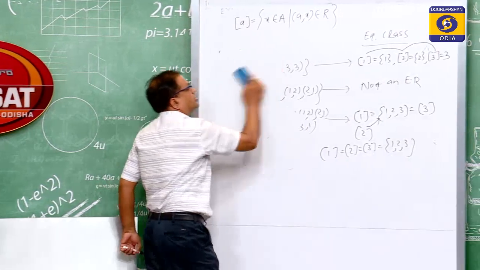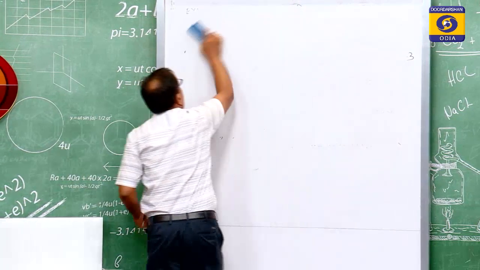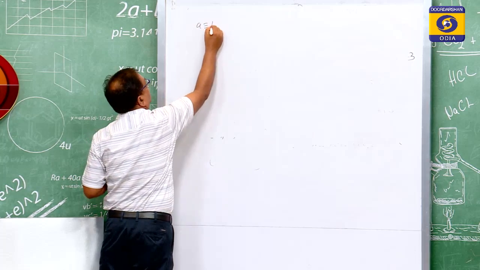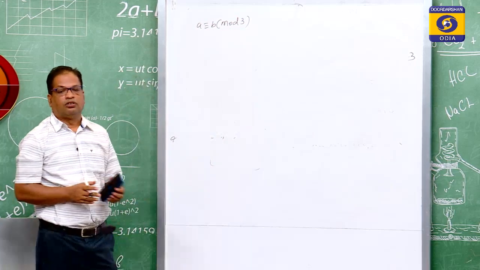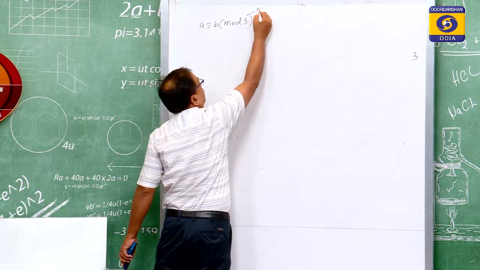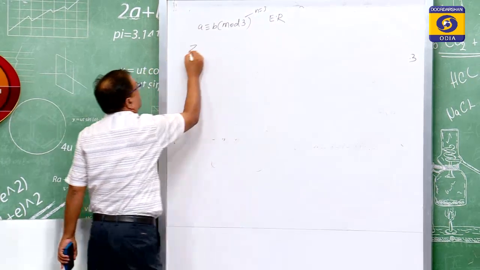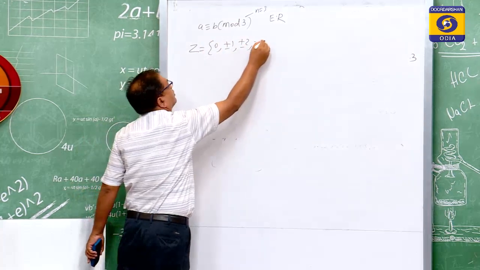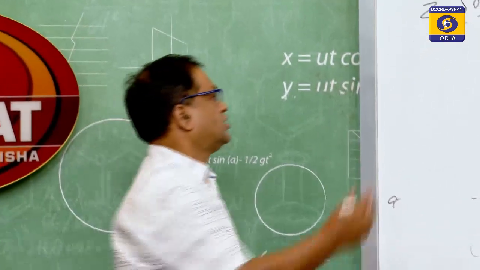So, what is the relation? The relation is a congruent to b mod 3. We have already proved that the congruence modulo relation a congruent to b mod n is an equivalence relation. Here n is equal to 3. This is an equivalence relation. So, what is the set? This is on the set of integers, 0, plus minus 1, and we will find equivalence classes. So, we will find the equivalence class of 0.